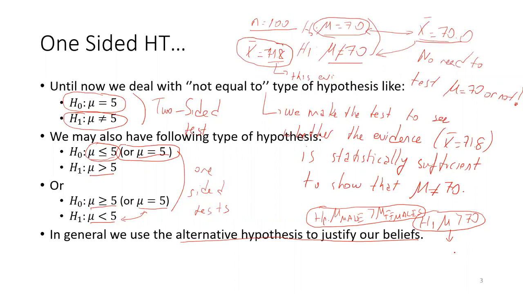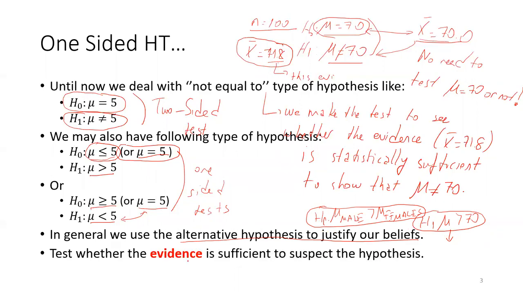How to prove this? You want to show that your evidence is statistically sufficient so that the alternative hypothesis is true. So we want to test whether the evidence is sufficient to reject the null hypothesis, and you want to prove the alternative one.